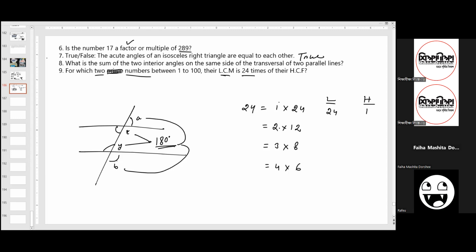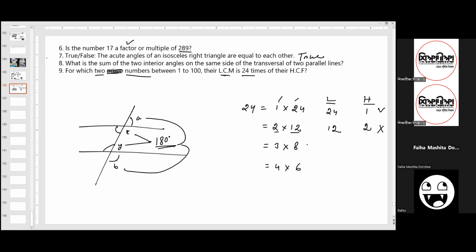Now for 2 and 12, the LCM is going to be 12, but the HCF is going to be 2. So this is not correct, right? This can be the answer. Two numbers between 1 to 100, their LCM is 24 times of their HCF. This is true actually, that the LCM is 24 times of HCF for these two numbers, right?